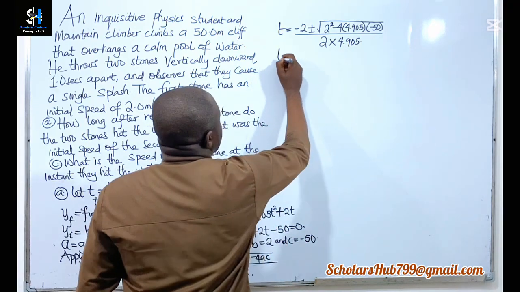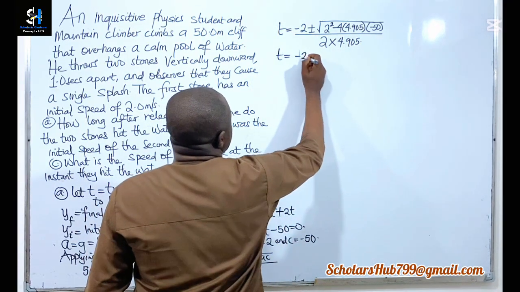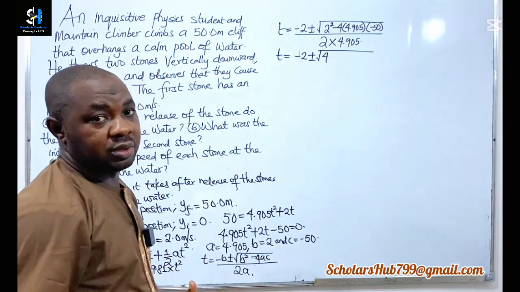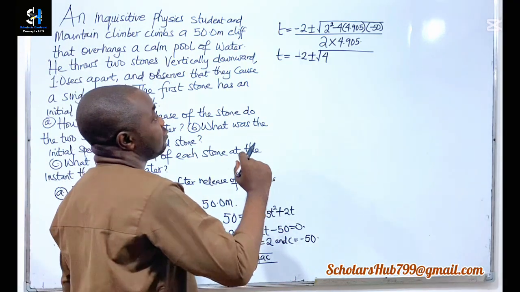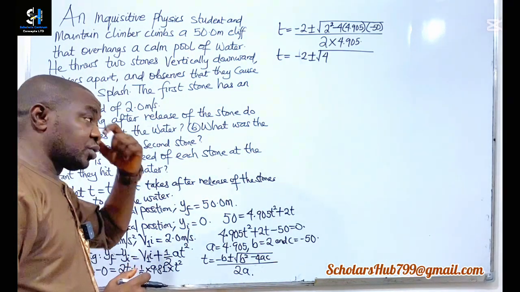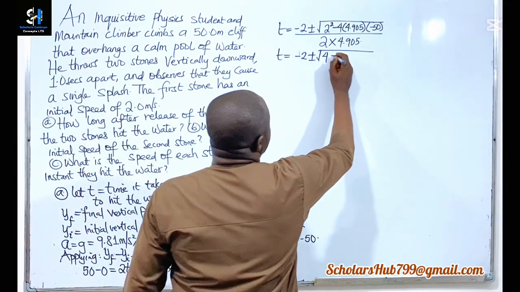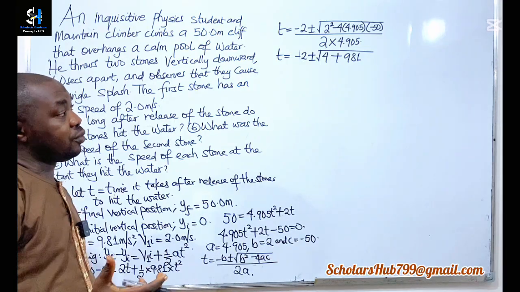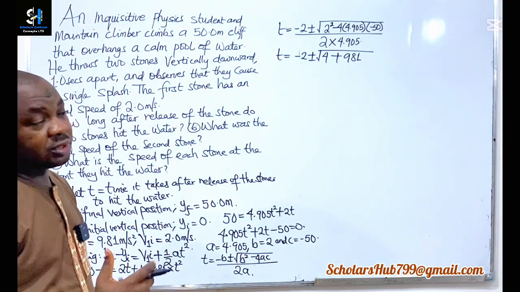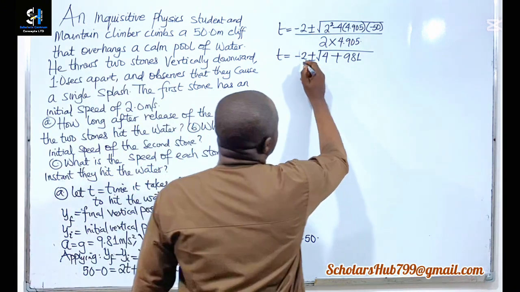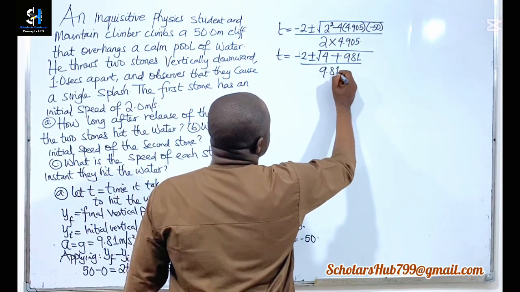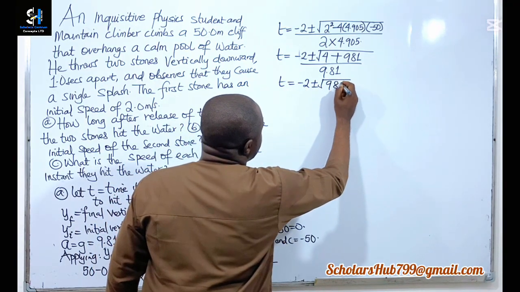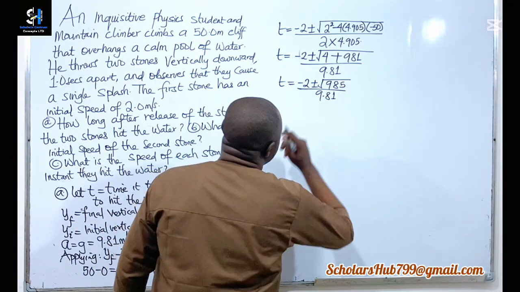So this will be minus 2 plus or minus the square root of, this is 4. 50 times 4, that's 200. But minus times minus will be plus, so we have 200 times 4.905, which will be 981. Then we divide by 9.81, since 2 times 4.905 is 9.81. So T will be equal to negative 2 plus or minus the square root of 985, divided by 9.81.